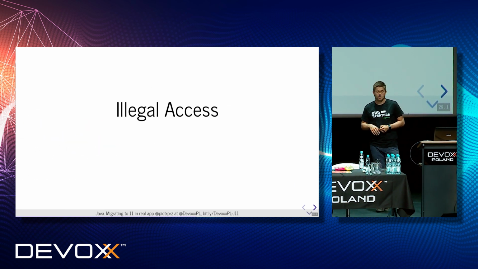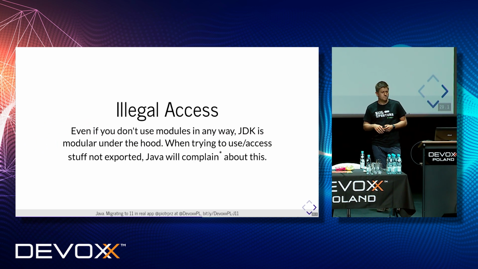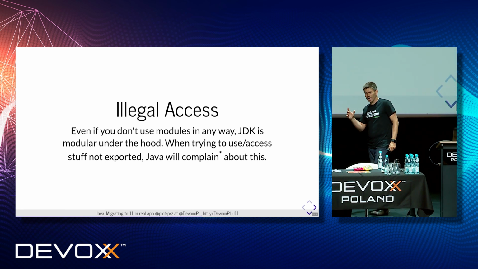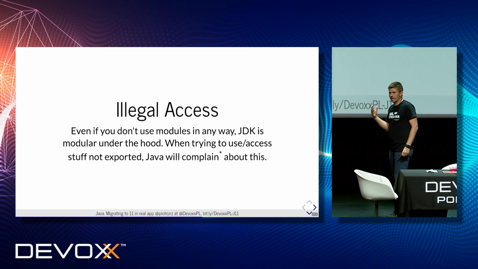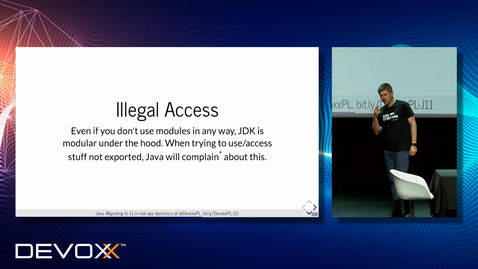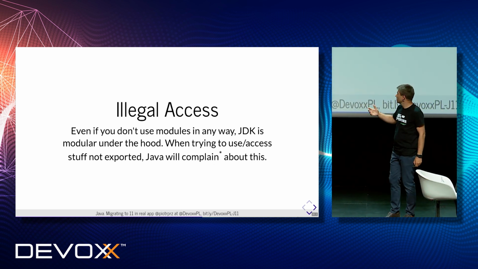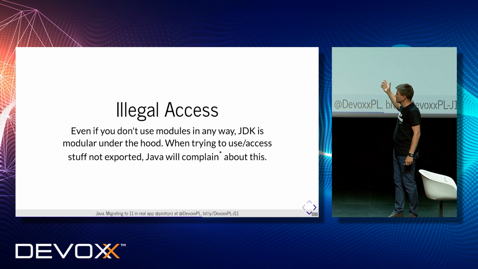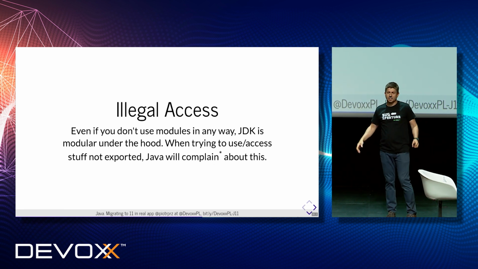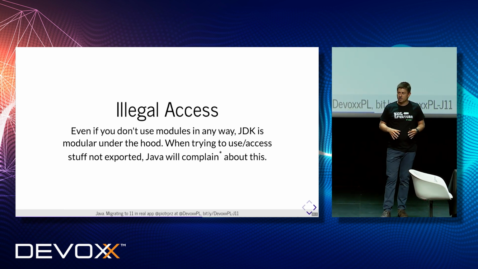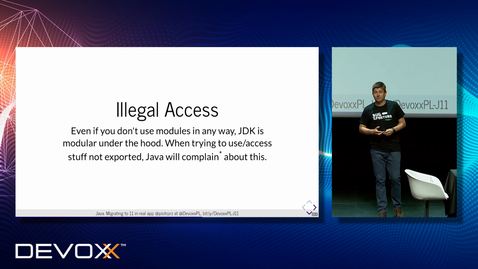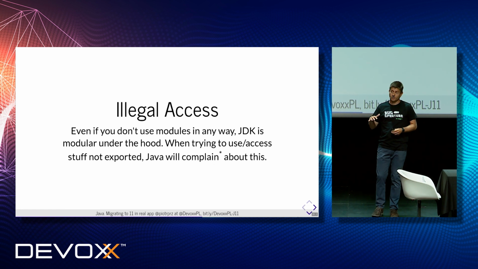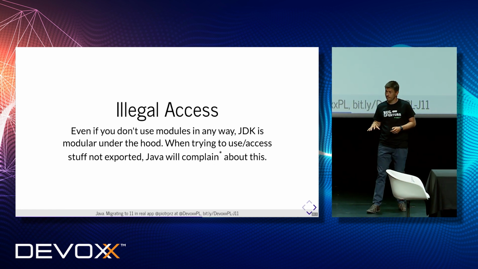Illegal access. So you have seen this illegal access. Even if you're not using modules, you don't have this module path argument, when you compile the code or when you run Java, you will still see or might see these illegal access warnings. It's because our applications, our libraries might not be modular, not even automatic modules, but still the JVM under the hood is already modular. Okay?